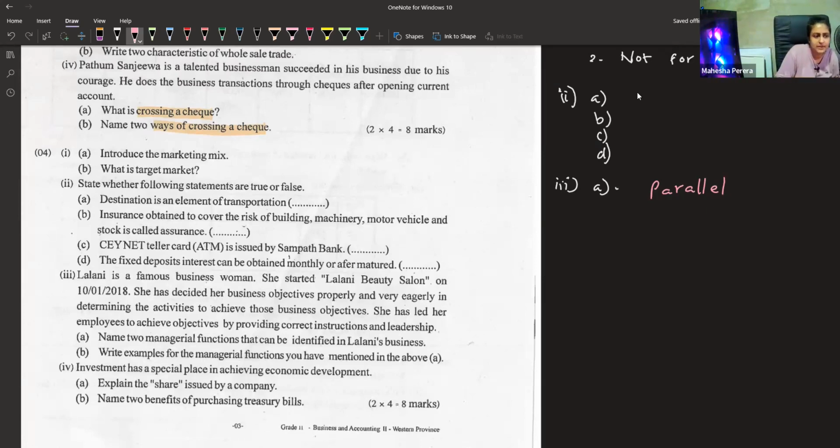Question number 4. Remember that in the final paper, this question normally comes from grade 11 chapter 2, chapter 3, that means management, marketing, and the last chapter, investment. Now you all have done investment with me, so no worries for you. You can do this question nicely. So let's read it and try to answer.